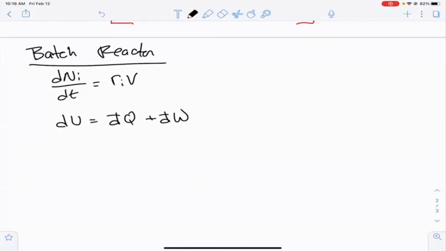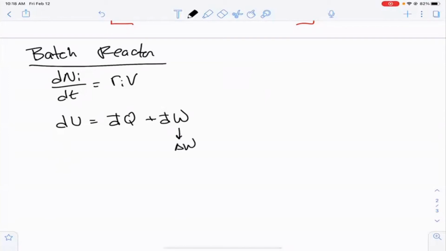And in case some of you have never seen this notation, the d with the slash means that it's an imperfect differential, because there's no such thing. So when we integrate this, you can think about what delta U might be, but there's no such thing as delta work. That's not a thing, right? When you integrate an imperfect differential like this, you just get work, or heat. And that's why it's written that way.